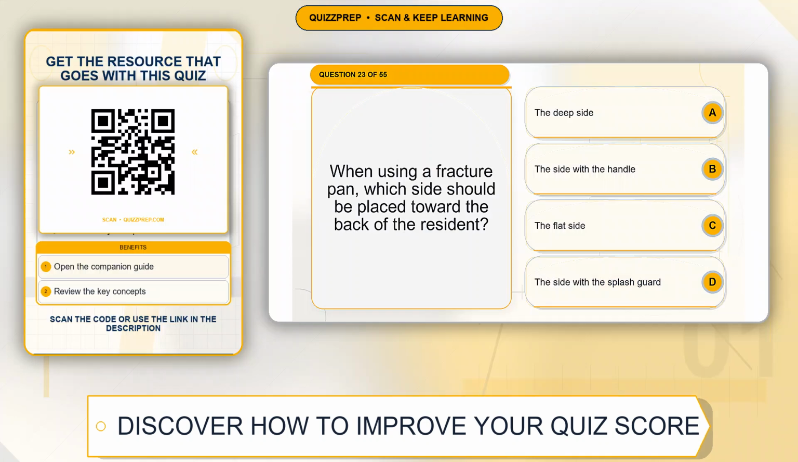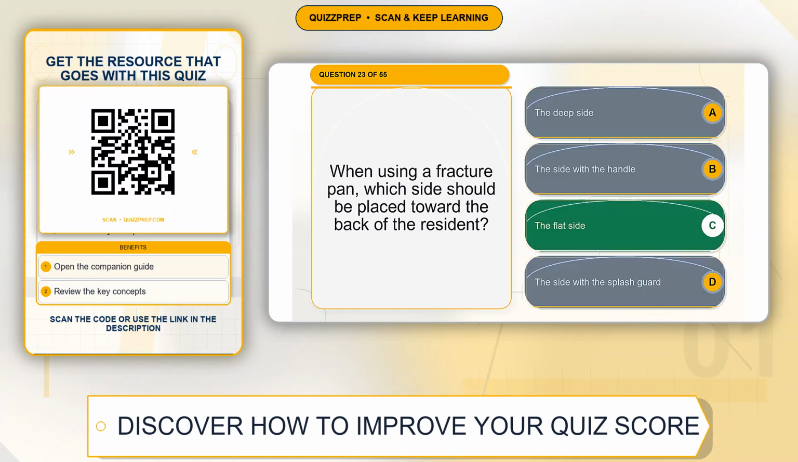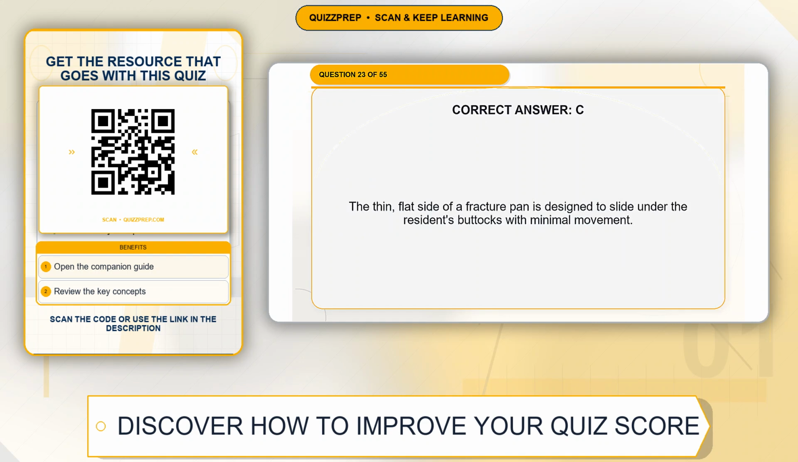Question 23. When using a fracture pan, which side should be placed toward the back of the resident? Option A, the deep side. Option B, the side with the handle. Option C, the flat side. Option D, the side with the splash guard. The correct answer is option C, the flat side. Explanation: the thin, flat side of a fracture pan is designed to slide under the resident's buttocks with minimal movement.